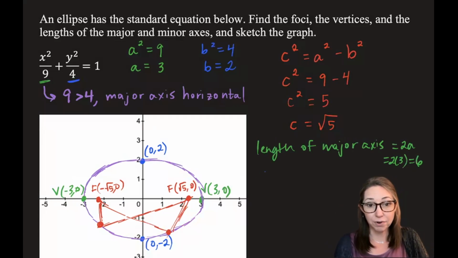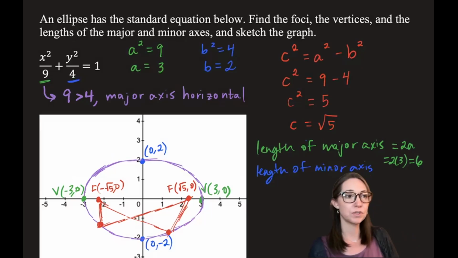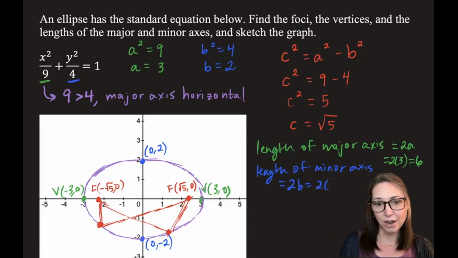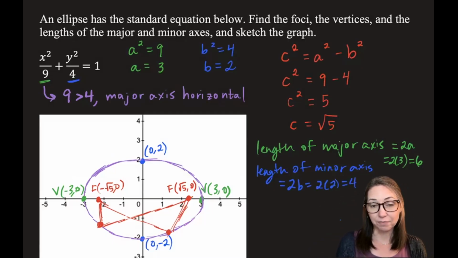And then we do that same process here for the minor axis. So the length of the minor axis is always equal to 2 times B. B was that distance from there to there. So 2B is equal to 2 times 2, which is 4. All right, so that's it for that problem.